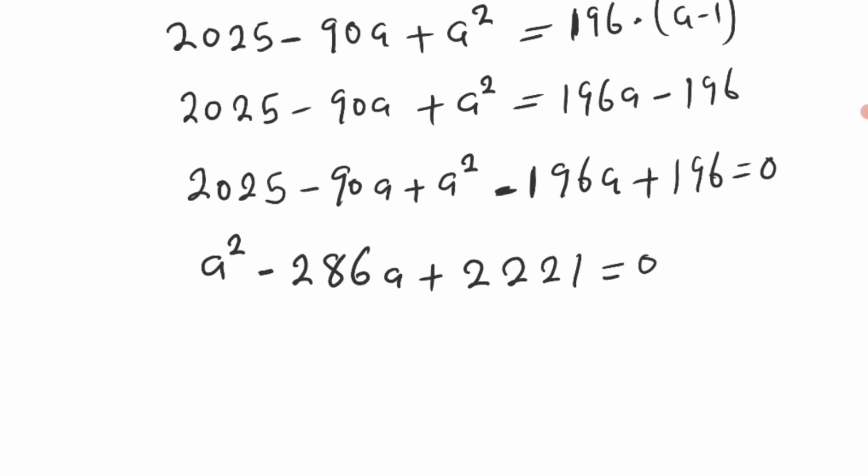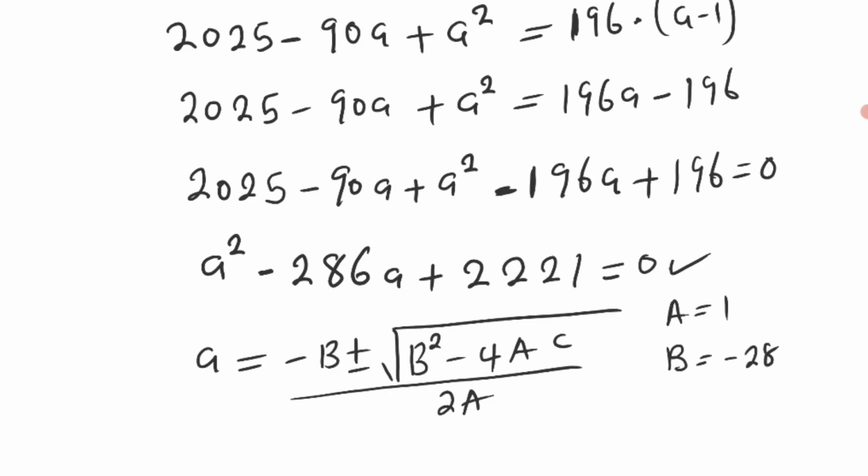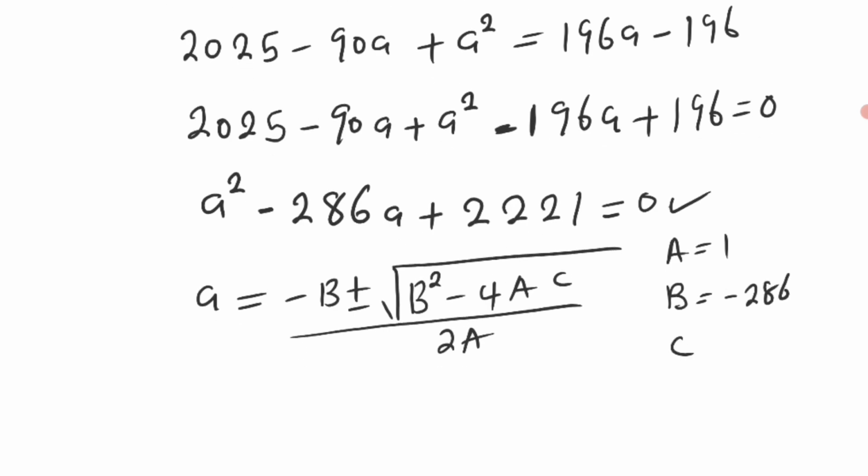Then this is a quadratic equation which can be solved using the quadratic general formula. And our quadratic general formula is giving us a is equal to minus b plus or minus square root of b square minus 4ac over 2a. From this equation, a is equal to 1, b is equal to minus 286, then c is equal to 2221.